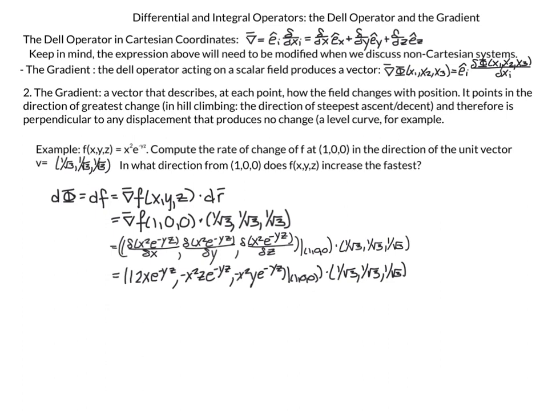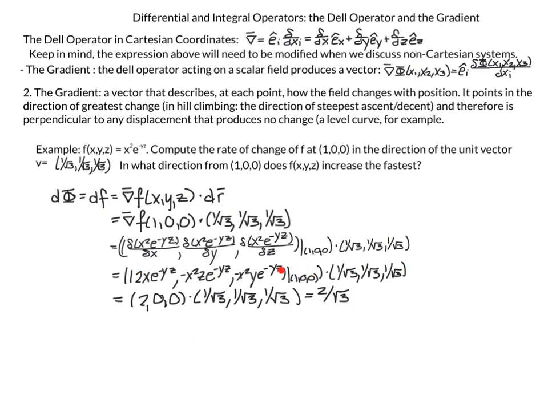Taking the partial derivative of our x squared e to the minus yz with respect to x, that just gives us 2x e to the minus yz. The partial derivative with respect to y is going to bring down the negative z, so we have minus x squared z e to the minus yz. The partial derivative with respect to z is going to bring down the negative y, so we have negative x squared y e to the minus yz, evaluated at 1, 0, 0, dotted with our direction.